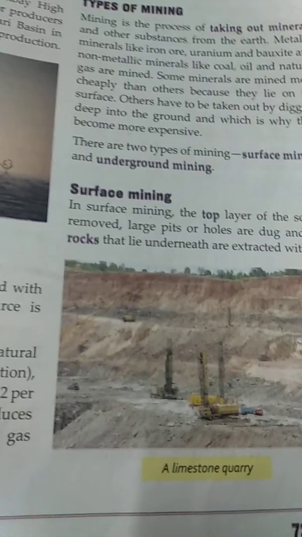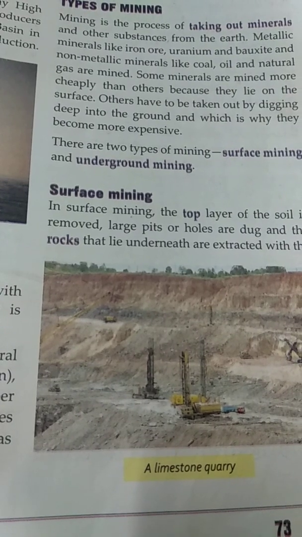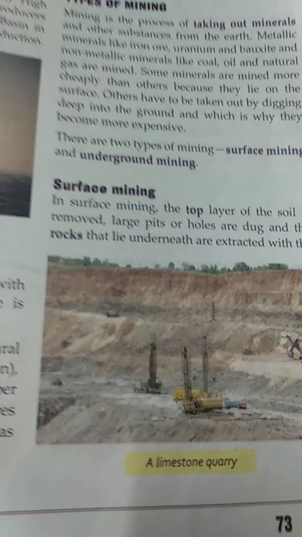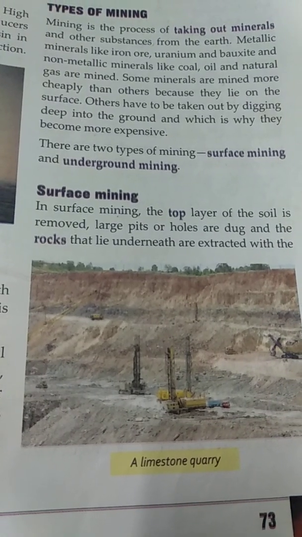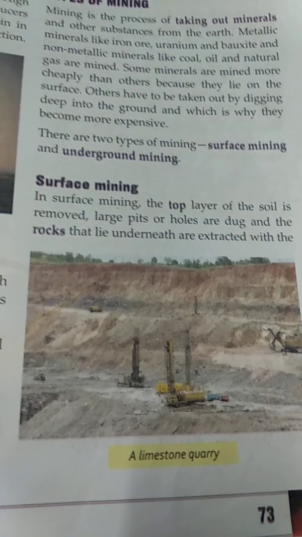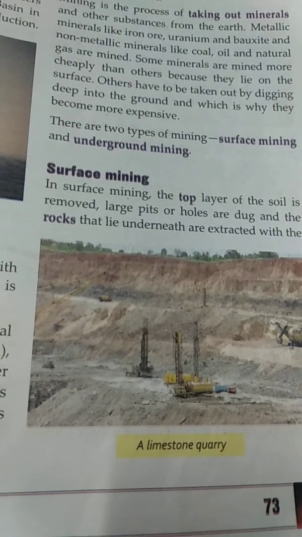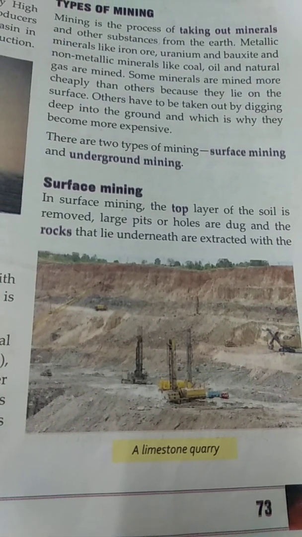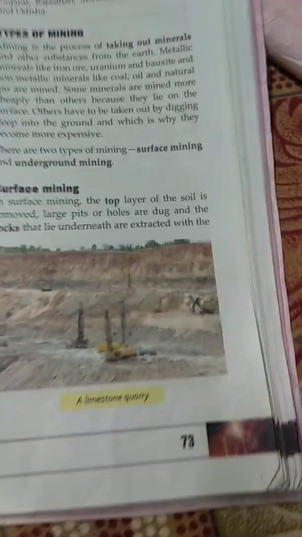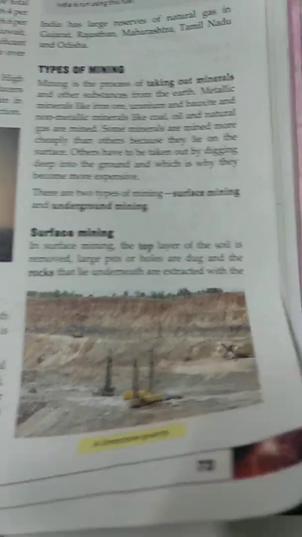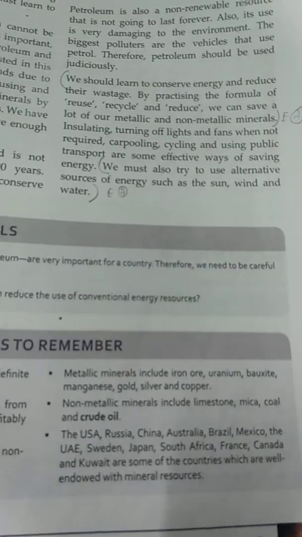Now, mineral mining is of two types: surface mining and underground mining. Surface mining. In surface mining, the top layers of the soil are removed. First the layers are removed, then a pit is dug, and they move into the rocks underneath it and extract the minerals, whatever is found there.